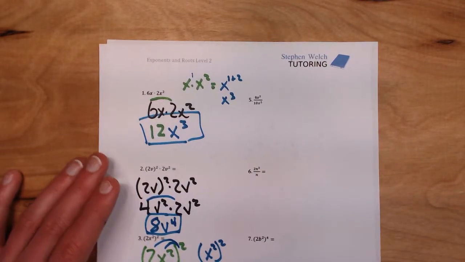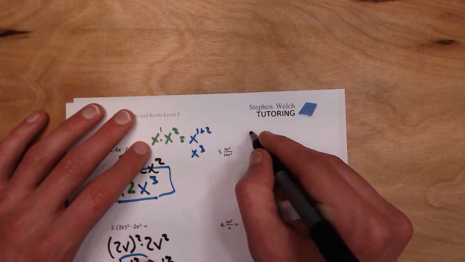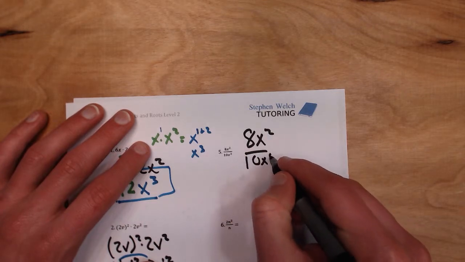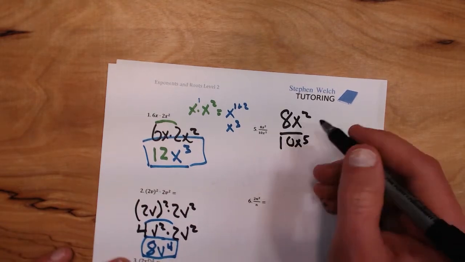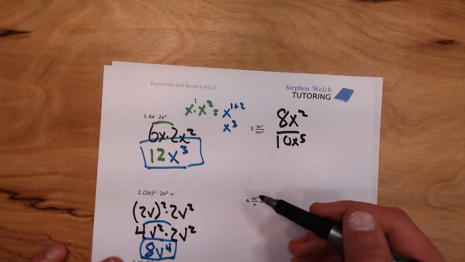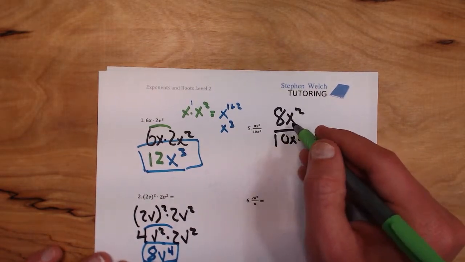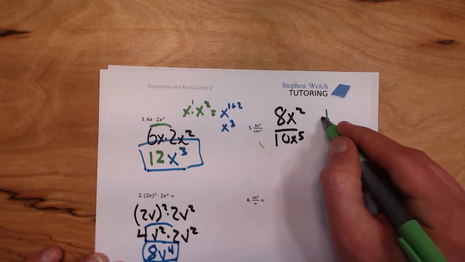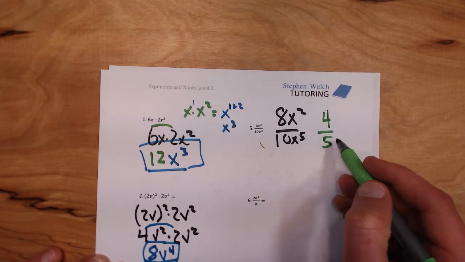Okay, this is a nice tough one. This is number 5, it says 8x squared over 10x to the fifth. We're going to work on like terms again. Let's just think about 8 over 10. Don't worry about the x's for a second. I can simplify 8 over 10 a little bit. I can divide the top and the bottom by 2. If I divide the top by 2, I get 4, and the bottom by 2, I get 5. So 8 over 10 is the same as 4 over 5.